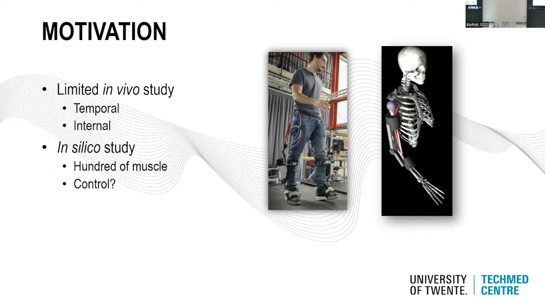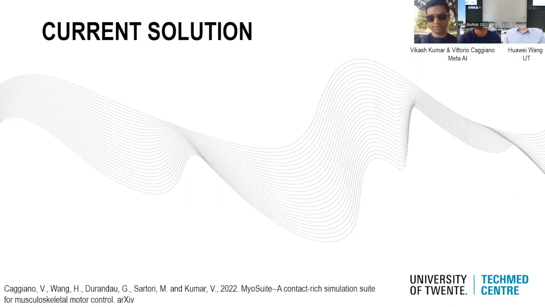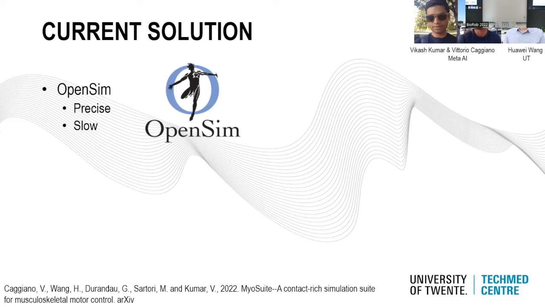One of the difficulties is the control of the neuromuscular model. So how can we control in silico this neuromuscular model since we don't have a subject? What we are looking at is to emulate the central nervous system, mainly using a neural network. To train this neural network, we need to have access to a simulation of the neuromuscular system. The best and state-of-the-art solution for that is OpenSim, which is very precise. It's one of the best biomechanics software out there. The problem is that it's precise but slow.